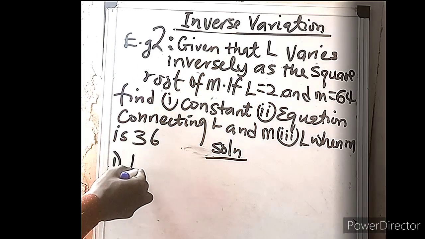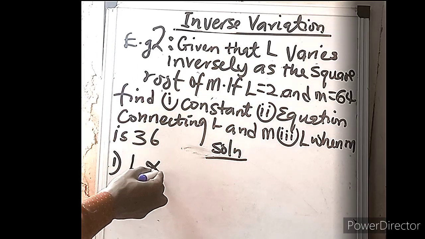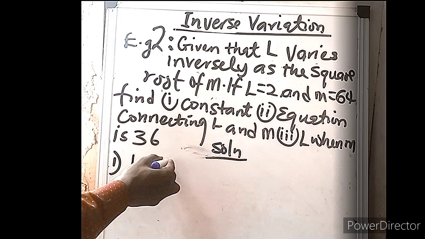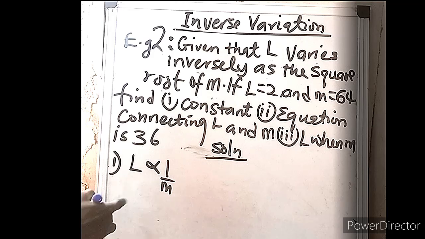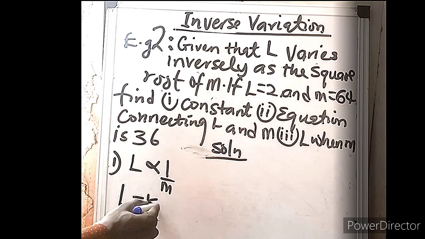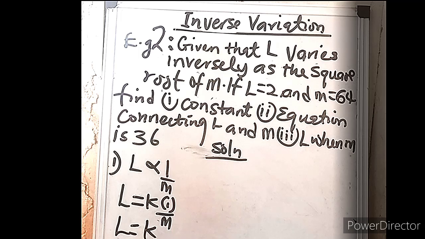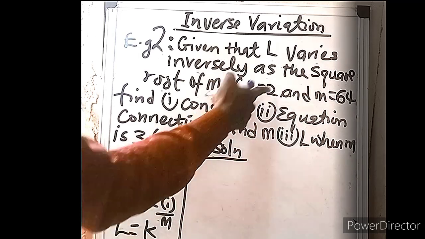We say that L varies inversely. Remember, inverse of m is 1 over m, like we stated before. So we replace this varies with equals k, which will give us L equals k bracket 1 over m, which will now give us L equals k times 1 is k over m. So this is our formula. So let's input now. Let's substitute the values there.